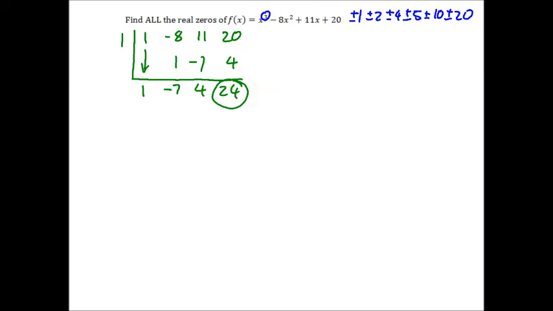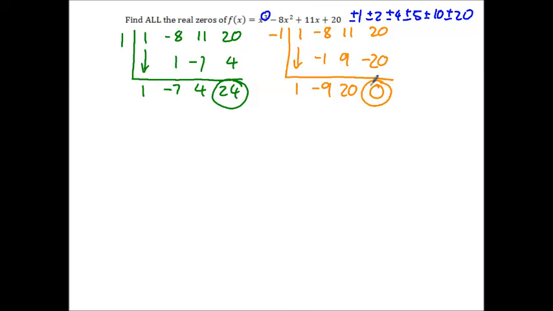Well, then let's take the next number in our list, negative 1. And again, we're going to put our coefficients into our box. Bring down the 1. Negative 1 times 1 is negative 1. Now we're adding negative 8 plus negative 1, which is negative 9. Negative 1 times negative 9 is positive 9. 11 plus 9 is 20. Negative 1 times 20 is negative 20. And 20 plus negative 20 is 0. And here we go. Since this is a 0, negative 1 is one of our zeros.